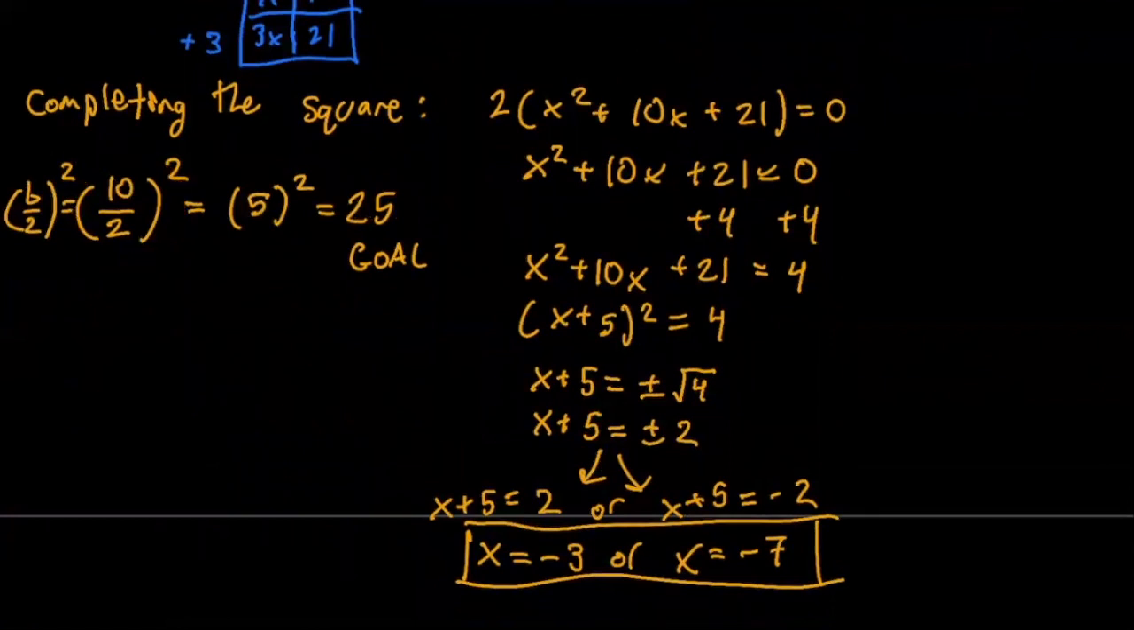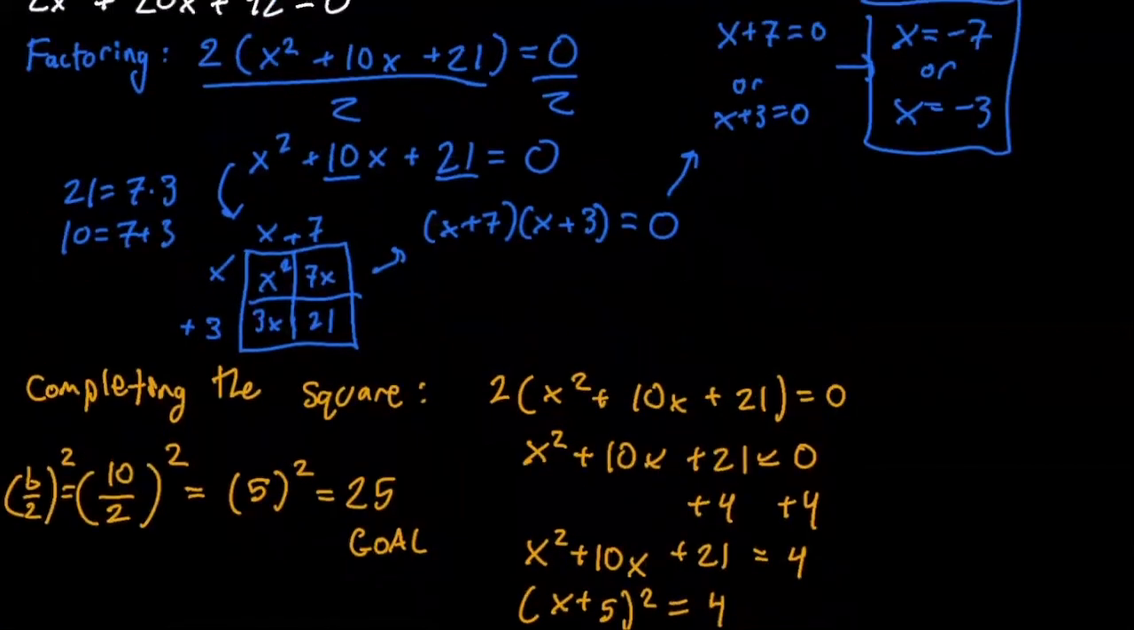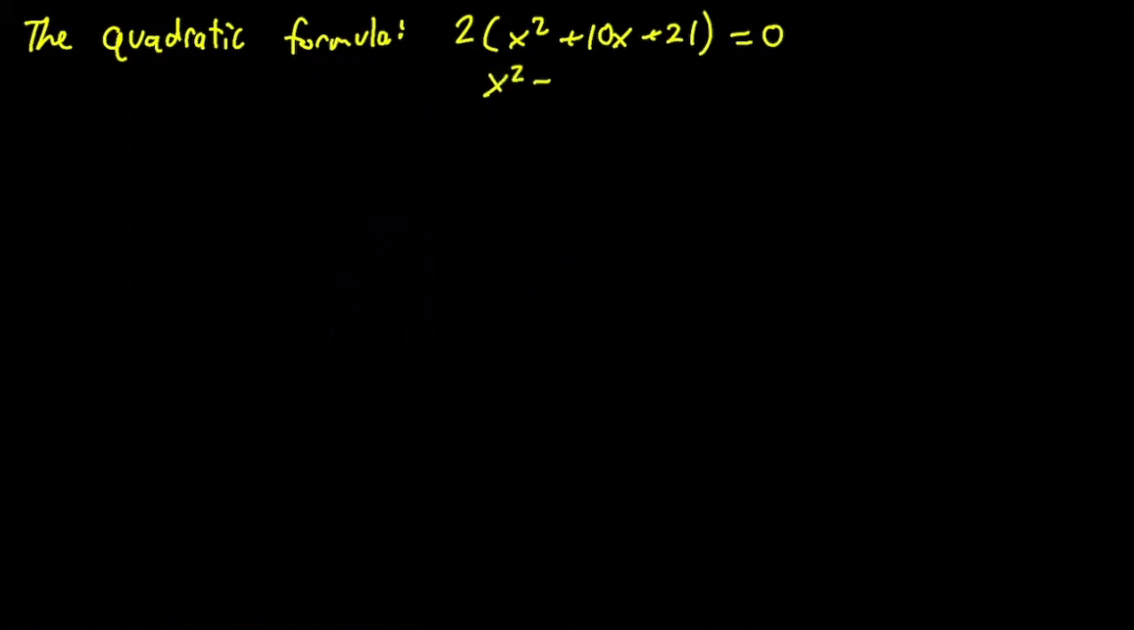So that's completing the square for this example. So we can always use completing the square. In this case, it was a little bit more work. Finally, we'll take a look at the quadratic formula. So again, we could start by rewriting it by factoring out that 2. So 2 times (x² + 10x + 21) = 0. Divide both sides by 2: x² + 10x + 21 = 0.